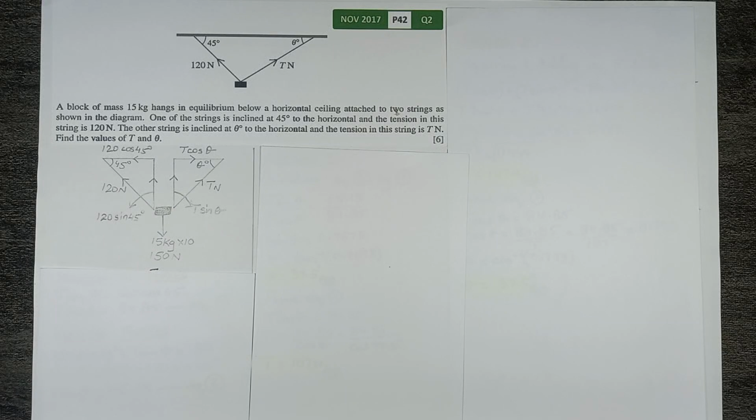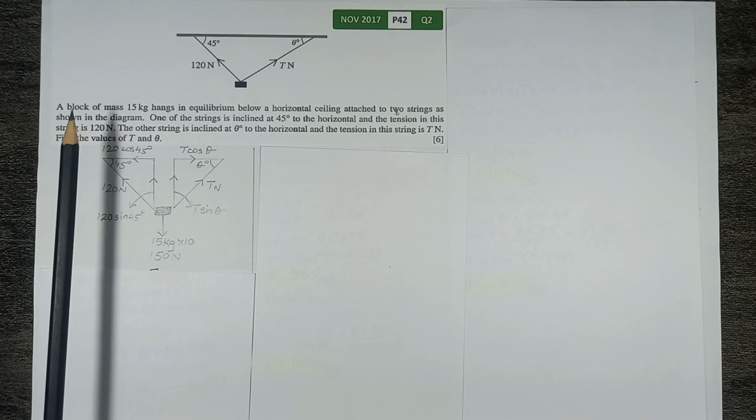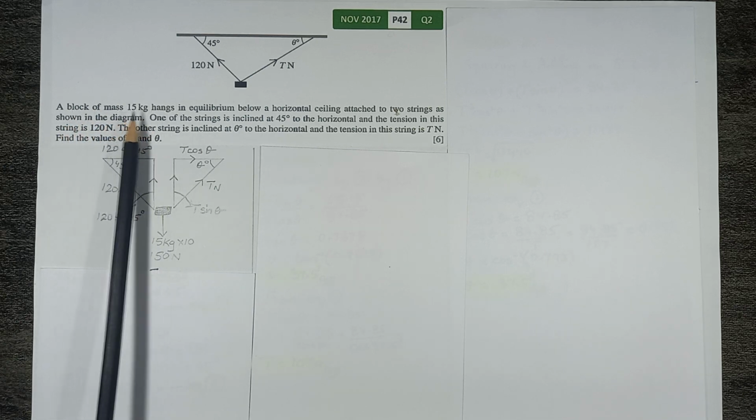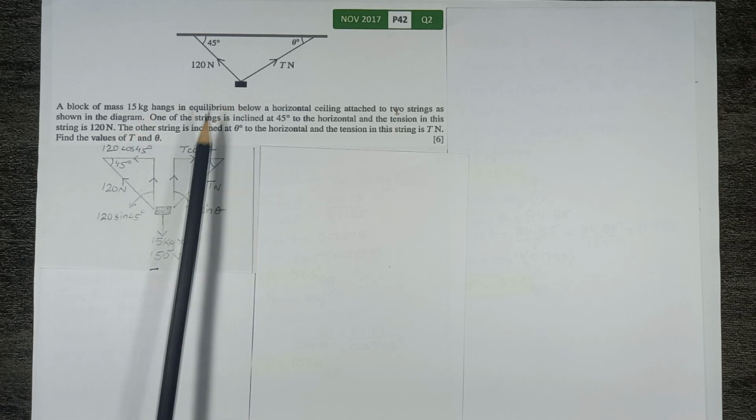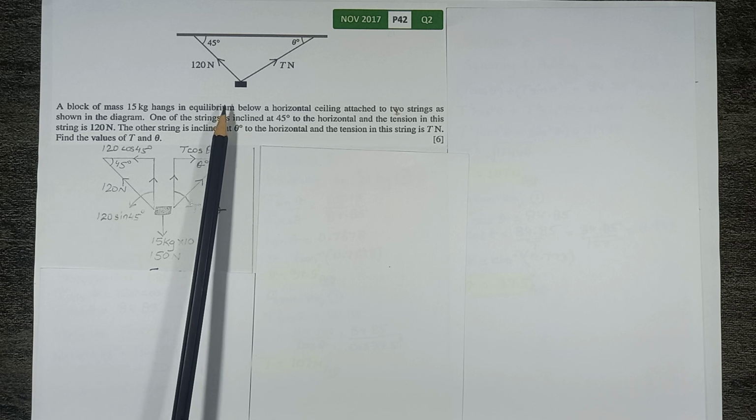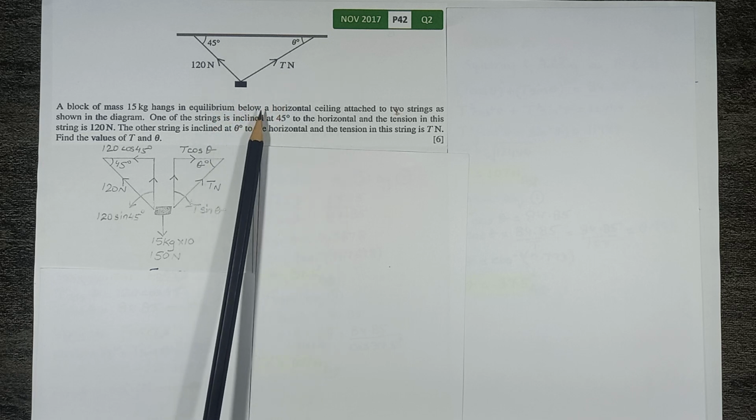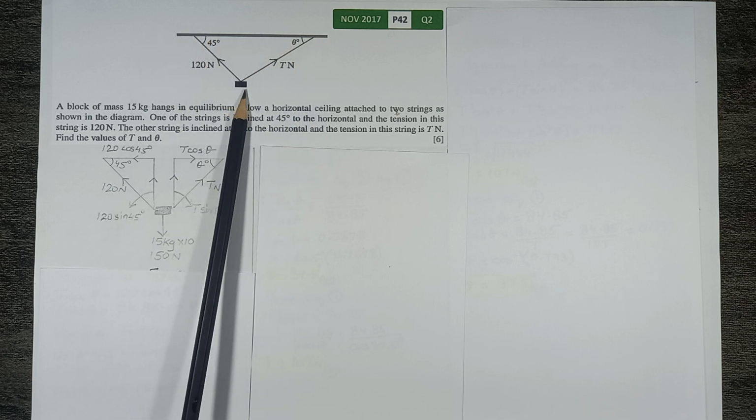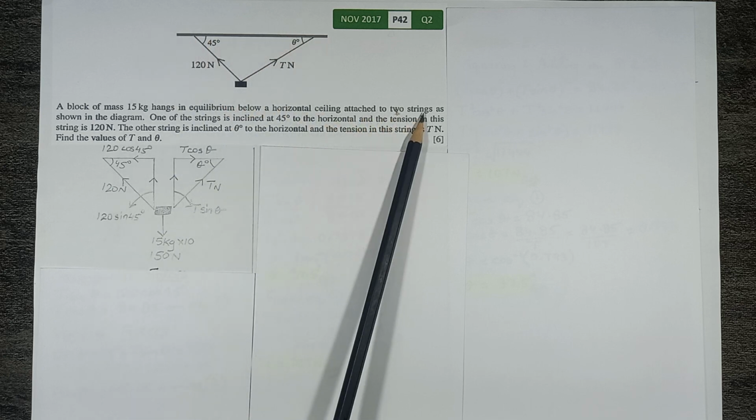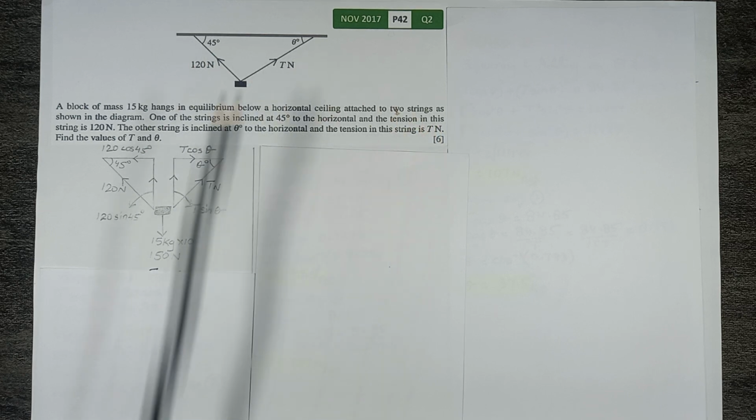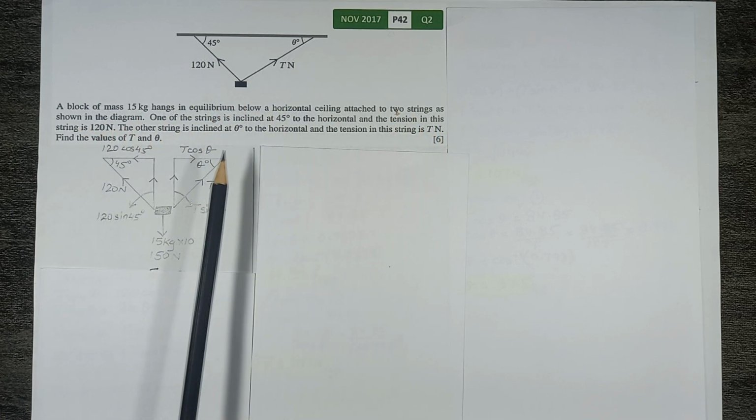Hello everyone. We have a question which says that a block of mass 15 kg, which is over here, hangs in equilibrium. So the condition is an equilibrium condition and it is hanging below a horizontal ceiling. This is a horizontal ceiling. It is hanging below, attached to two strings, and definitely the two strings are this one and this one as shown in the diagram. Very clear statement.